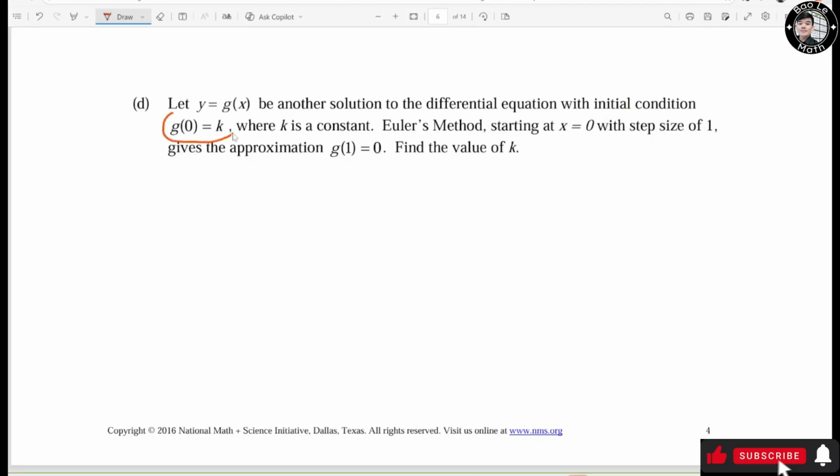Now question D. Let y equals g of x be another solution to the differential equation with initial condition g of 0 equals k, where k is a constant. Euler's method starting at x equals 0 with step size 1 gives the approximation g of 1 equals 0. Find the value of k. We're going to sketch the table.